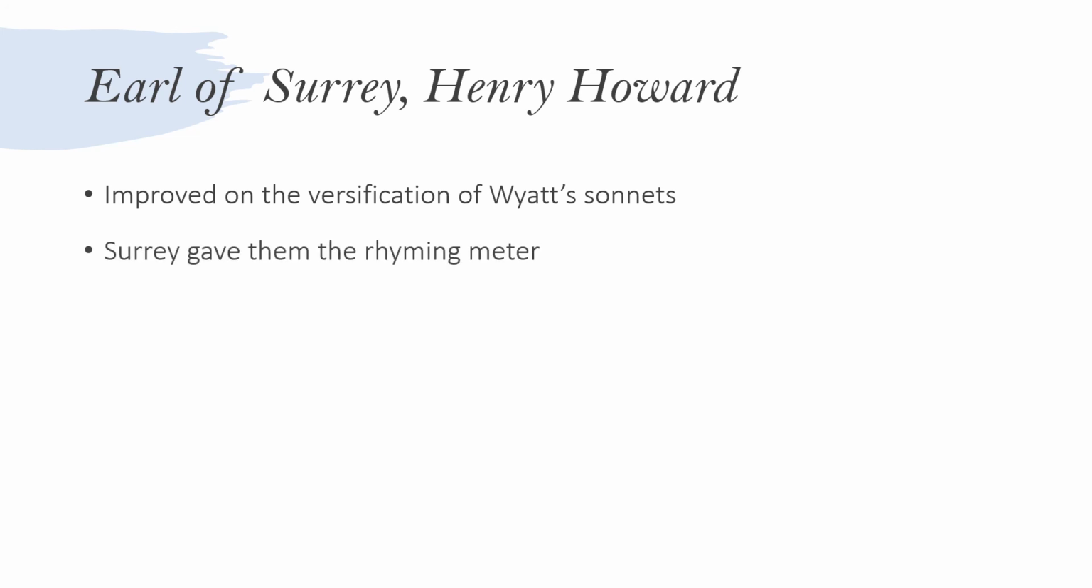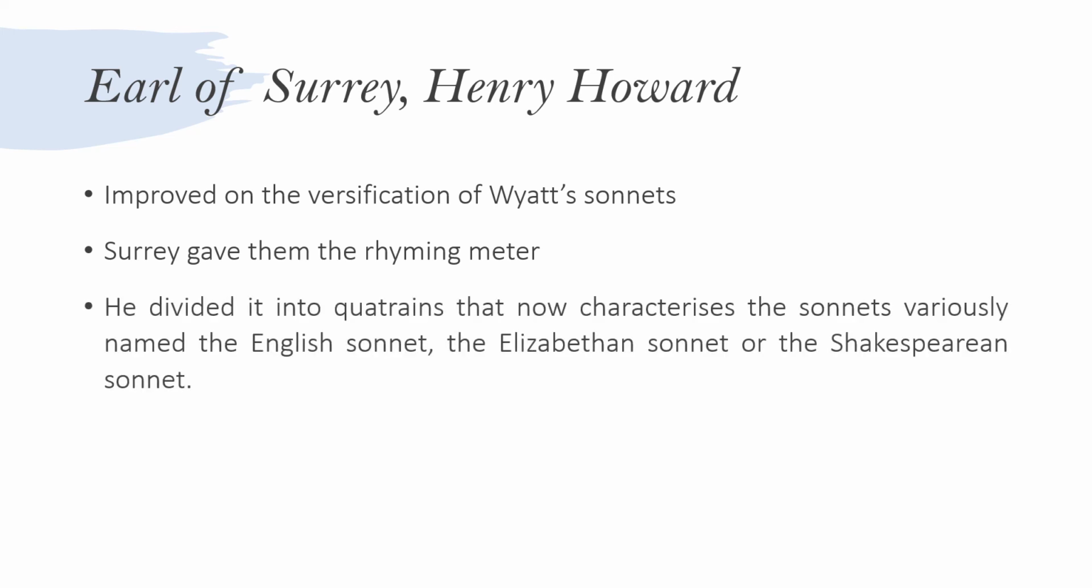Surrey gave them the rhyming meter. He divided the sonnet form into quatrains, just of 4 lines. That now characterizes the sonnets variously named the English sonnet, the Elizabethan sonnet, or the Shakespearean sonnet. All these are names given to the form modified by the Earl of Surrey. It is known as the Shakespearean sonnet because William Shakespeare was its greatest practitioner. The rhyme scheme of the English sonnet is ABAB, CDCD, EFEF, GG. 3 quatrains and 1 couplet. So these are the common characteristics or features of the Age of Revival.